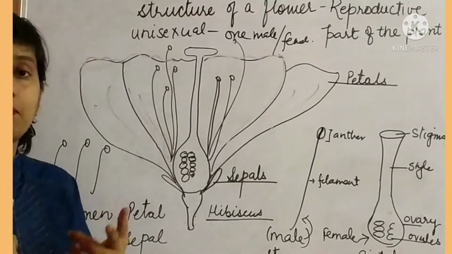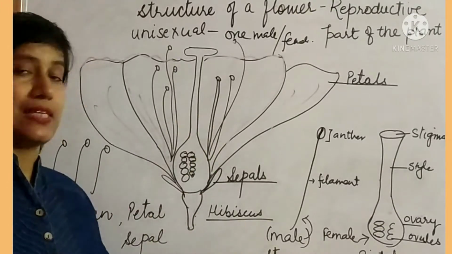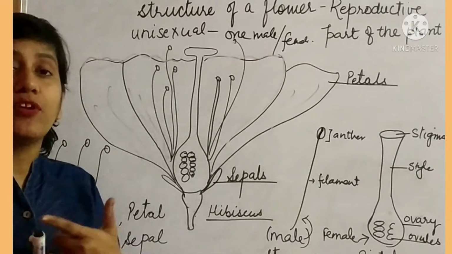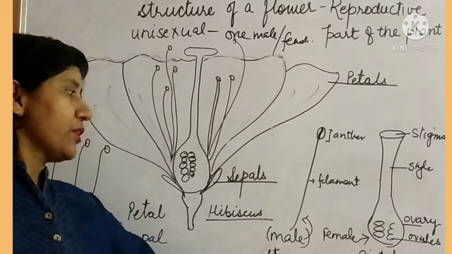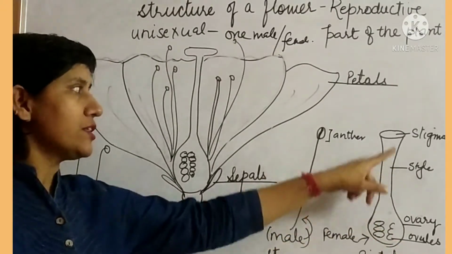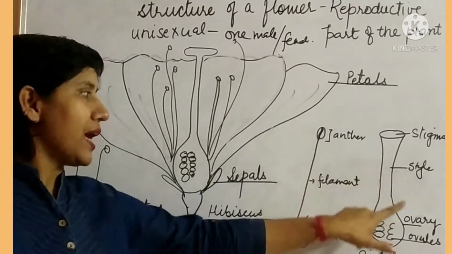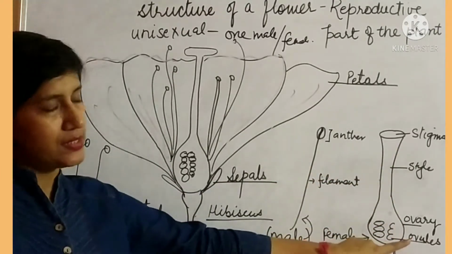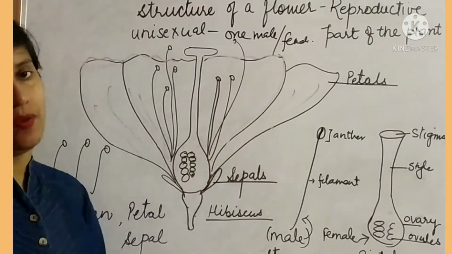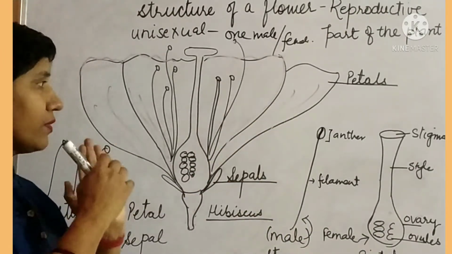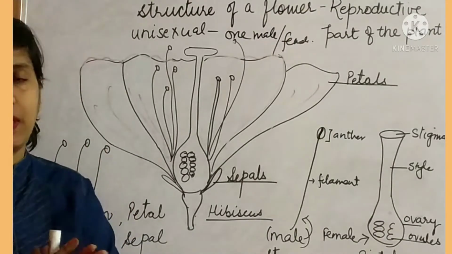So if I ask you what is the male part of a flower, you will say stamen. If I ask you what is the female part of a flower, you will say pistil. Okay? Now pistil has these parts: stigma, style, ovary and ovule. Okay? Stamen has two major parts: anther and filament. Okay? Now how does reproduction take place?